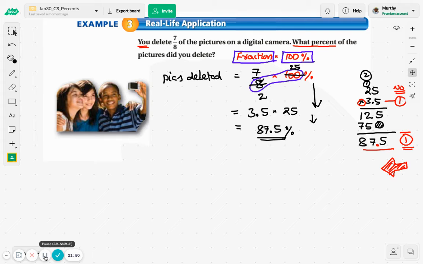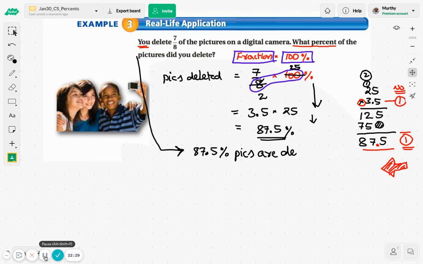Not only that, I strongly recommend you describe what you got. Doing math means not only the calculations. Whatever answer you got, you should express and explain what it is. So what percent? I can say 87.5 of the pics. You can see the question: what percent of the pictures did you delete? Therefore, 87.5% of pics are deleted.